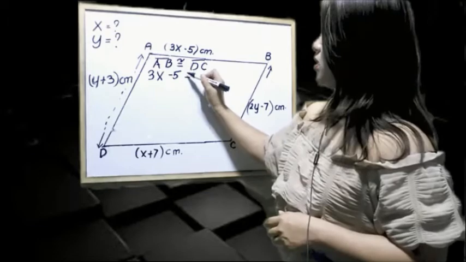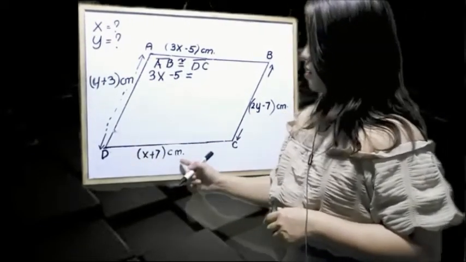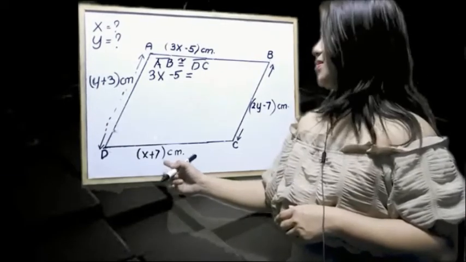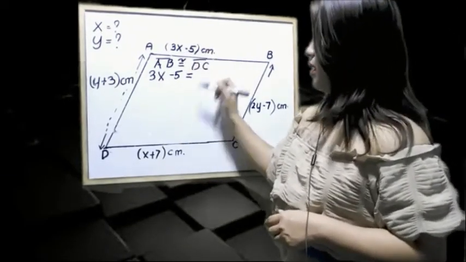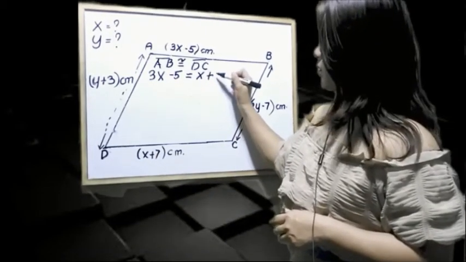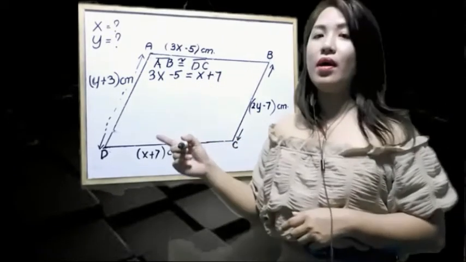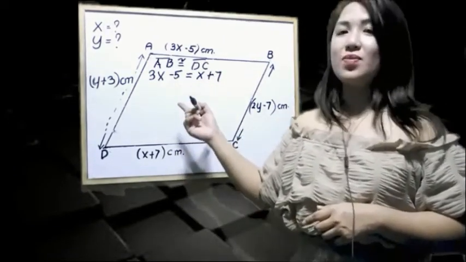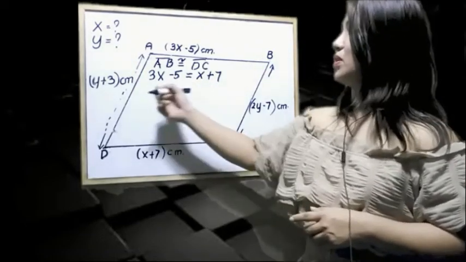So which is equal to the length here. Whatever the output or the outcome of this solution must be equal to the measure of the above line segment. Line segment DC is equal to x plus 7. So we're going to substitute x plus 7 to line segment DC. So we now have the equation 3x minus 5 equals x plus 7. So how are you going to solve this one?